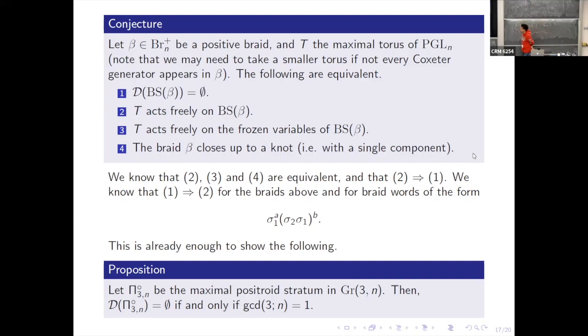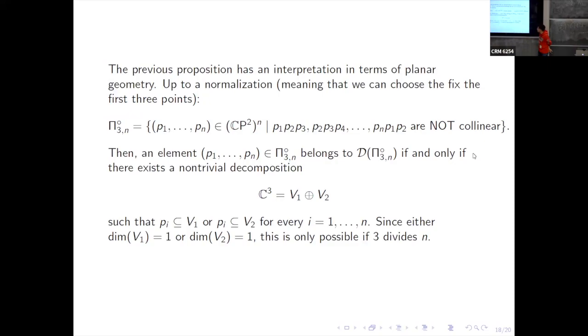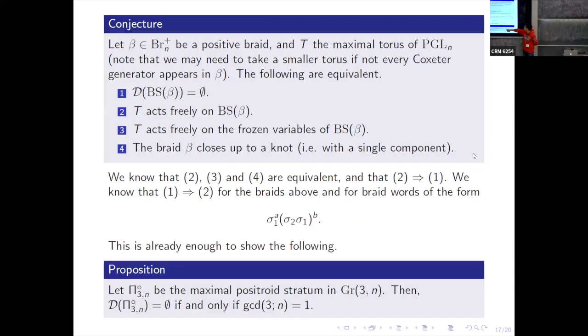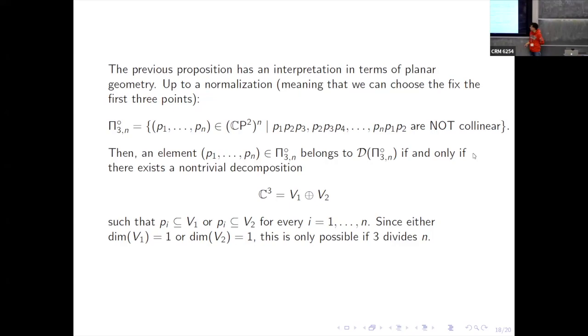And this has a nice interpretation in terms of planar configurations. So one way to think about this positroid variety, maybe up to some torus, is that this consists of the configurations of n points in a projective complex space, plane, sorry, such that any three consecutive of them are not collinear. Cyclically consecutive are not collinear. And this previous thing that we can show for this maximal positroid stratum implies the following, that an element belongs to the deep locus if and only if you can find a non-trivial decomposition of C^3, such that every point here, which are lines in C^3, is either contained in B1 or in B2 for every i.